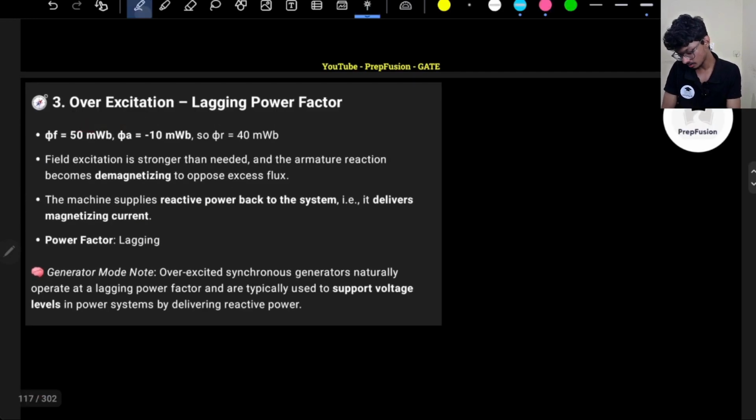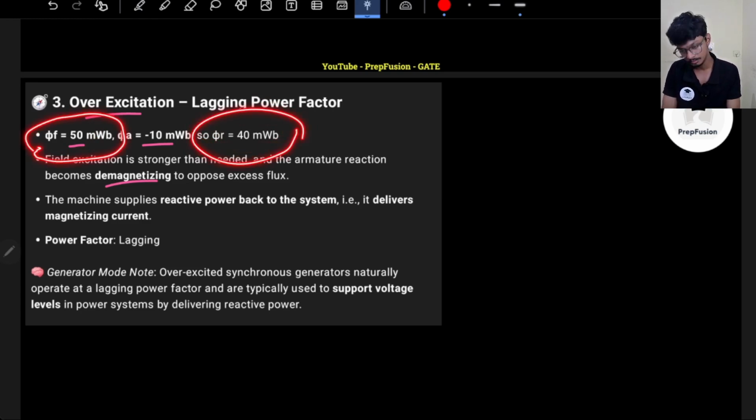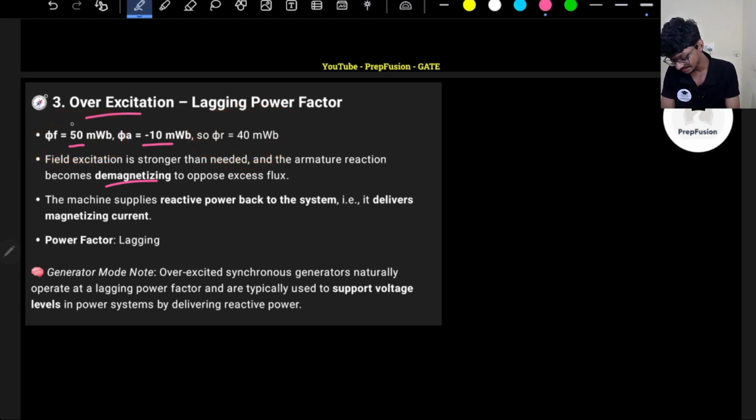Now let's come to overexcitation. Overexcitation is when the armature reaction is demagnetizing. That means even if I have 50 milliweber of field flux, I will not be able to get that in the resultant. The resultant will be the subtraction of the armature flux from the field flux, so basically it will be 40 milliweber. Even with higher excitation, higher field flux, I am only able to produce 40 milliweber. That means we have to over excite our machine, then only will I be able to get to the same voltage level Vt.